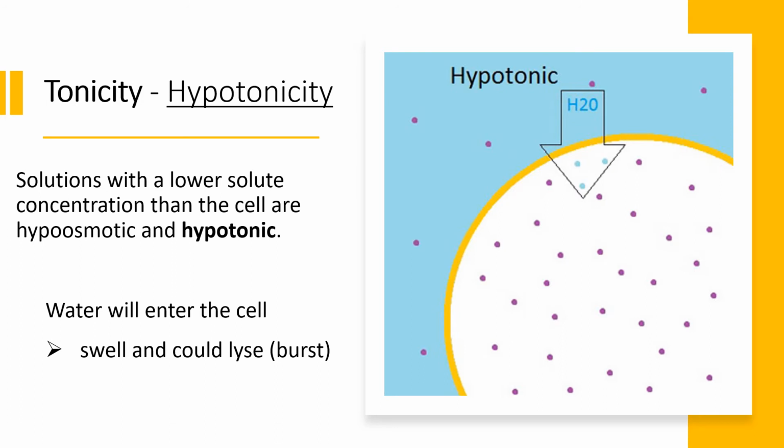Here's our cell, and we have a bunch of solutes in the cell and, you notice, a lot fewer solutes outside of the cell. We're going to call that hypotonic, because it's in regard to the number of solutes outside compared to inside. In that case, water is going to enter the cell, because water follows the solutes, or water follows the salts. If water is coming into the cell, the cell is going to swell and could eventually burst, or the fancy name we give that is lyse, L-Y-S-E.